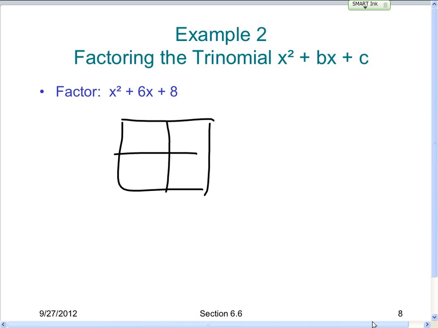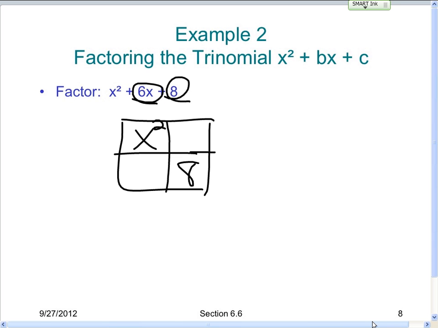Okay. Now if you recall from the last example, we had an x squared in the upper left-hand corner, and in the bottom right-hand corner we had the constant, which in the last example was 12, but for us it is 8. And we're going to worry about the 6x in a minute. So we'll just hold off on that 6x.